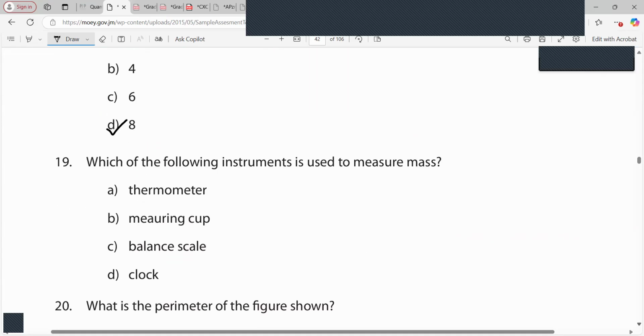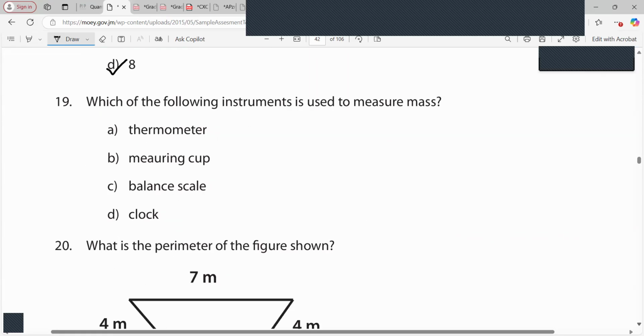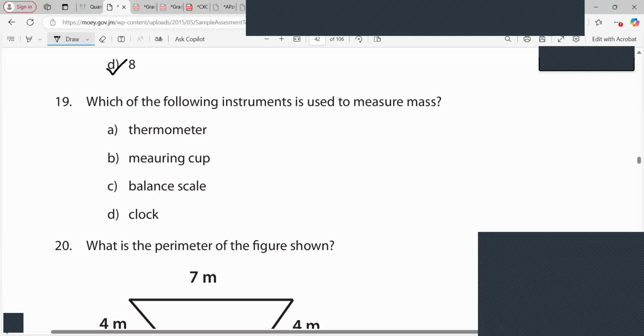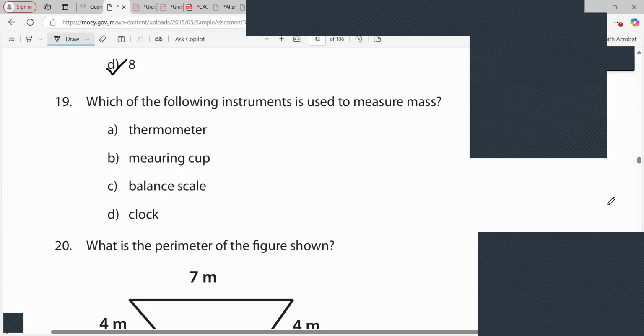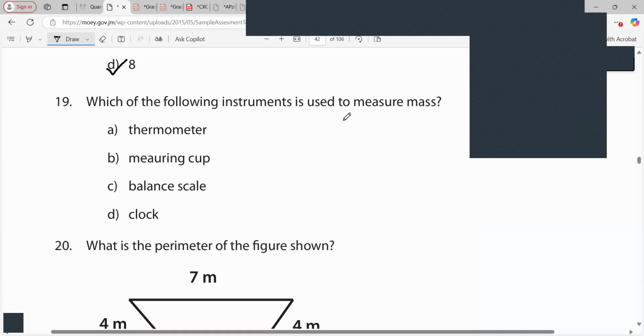Number 19 says, which of the following instruments is used to measure mass? Is it thermometer, measuring cup, balance scale, or clock? Clock tells the time, right? So I would say it's a measuring cup, balance scale. Oh, what am I saying? Mass again? So it should have been balance scale.